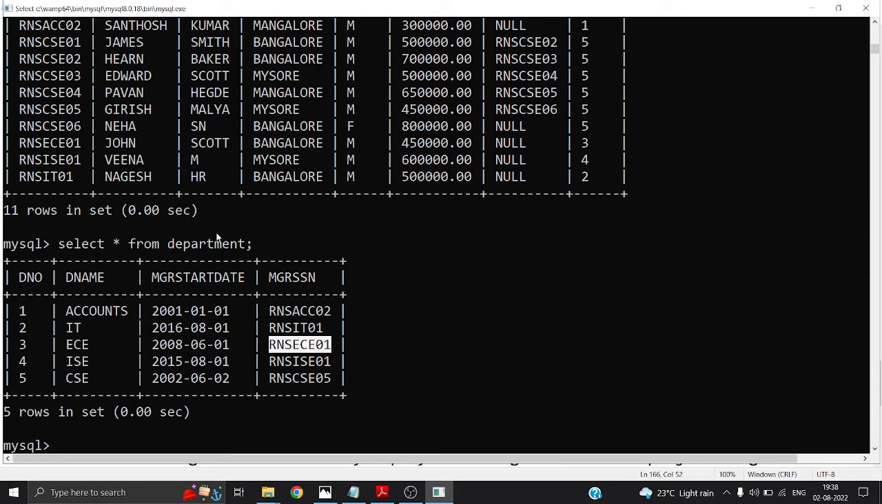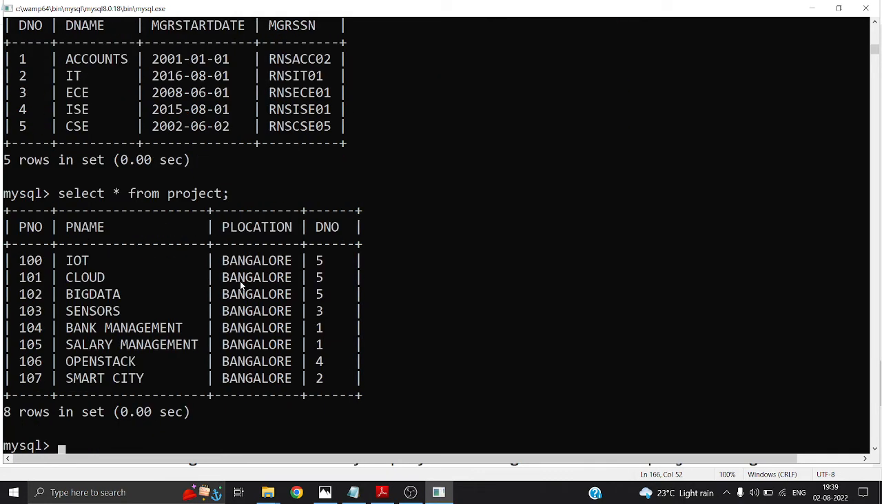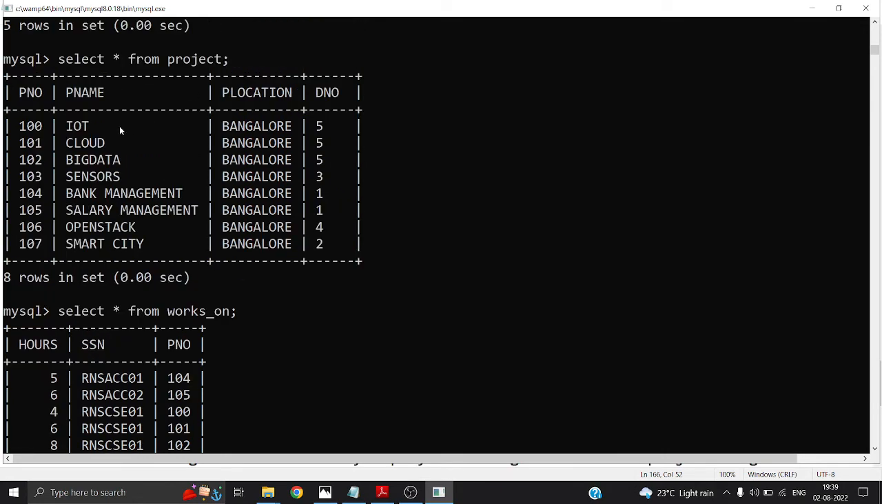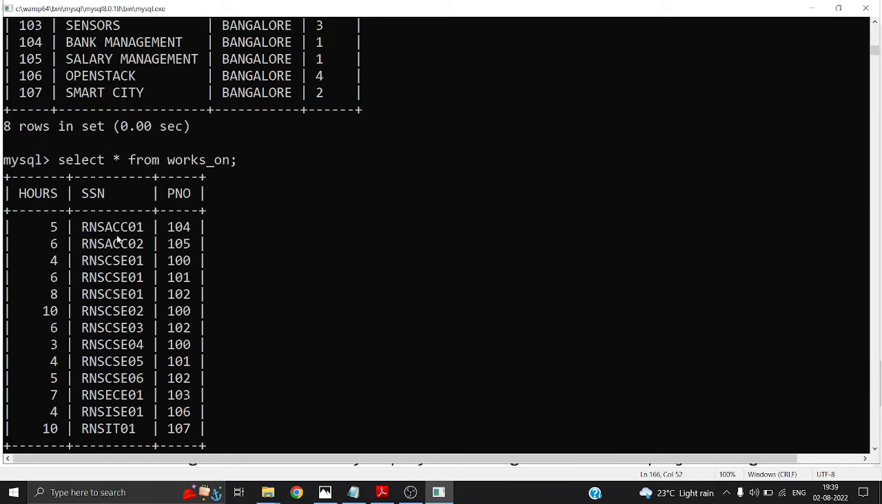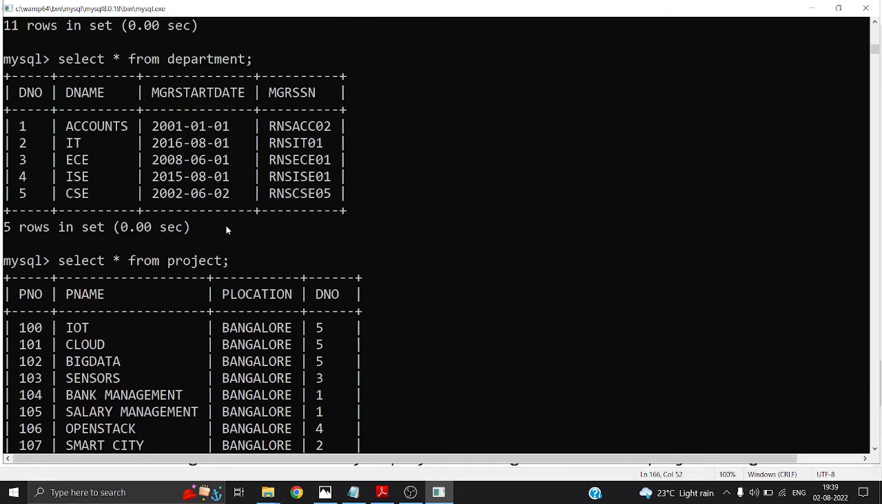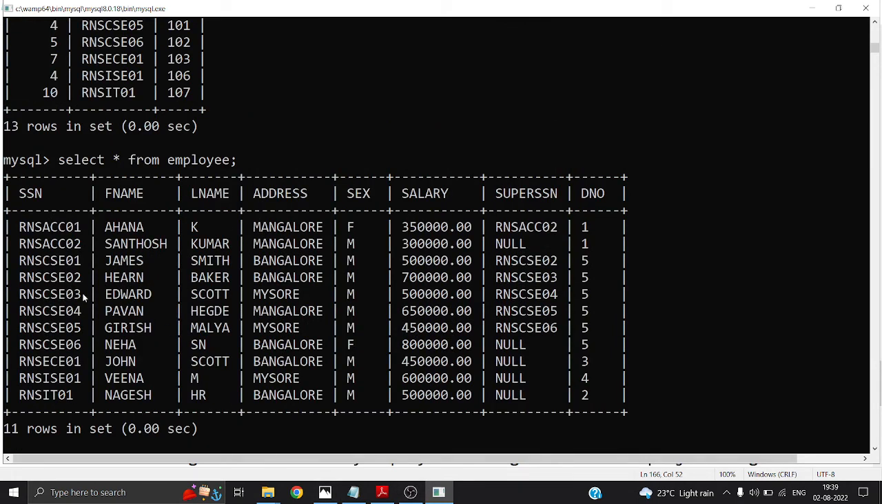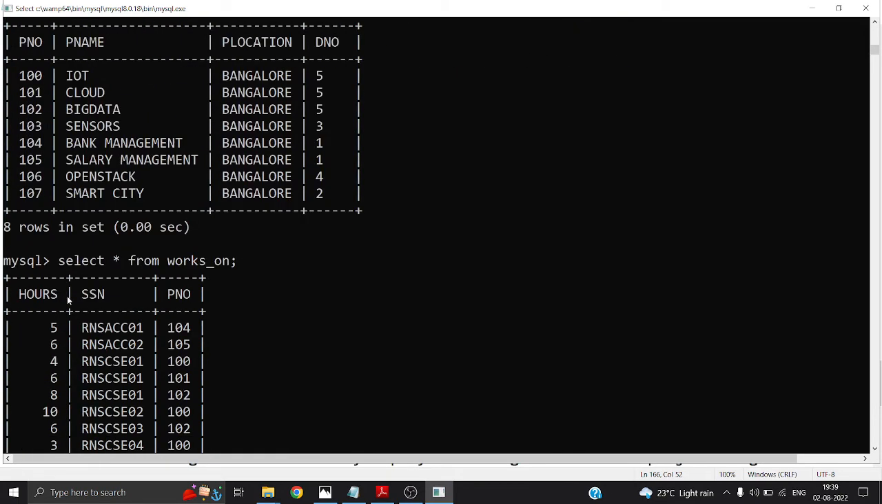Next our job is to identify which projects these employees are actually working for. So next we will move ahead with the project table as well as the works on table so that we get an idea about that. In the project table we have the information of the project. In the works on table we have the information about the project for which an employee works. As we have the two employees, Scott, RNSCSC03 and RNSEC01, we need to look into these two tables.